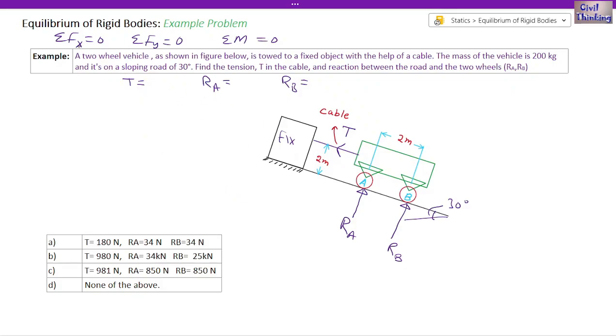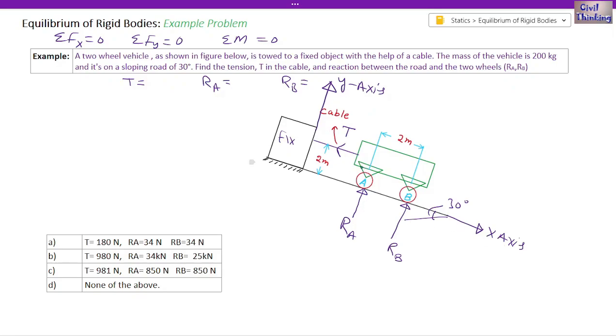First we have to decide which is the x direction and which is the y direction. Along this road is the x-axis, and normal to the road is the positive y-axis. I have chosen this x-axis and y-axis.